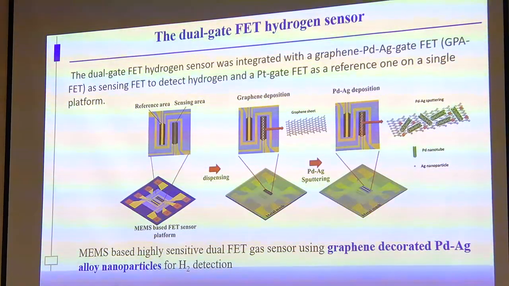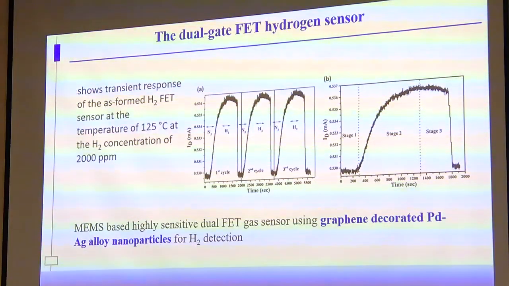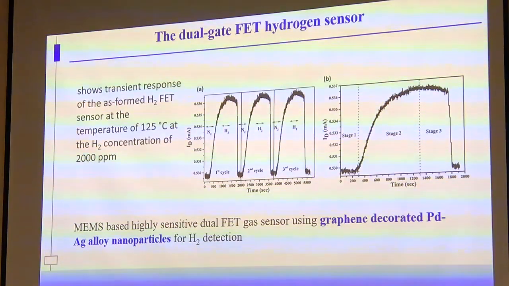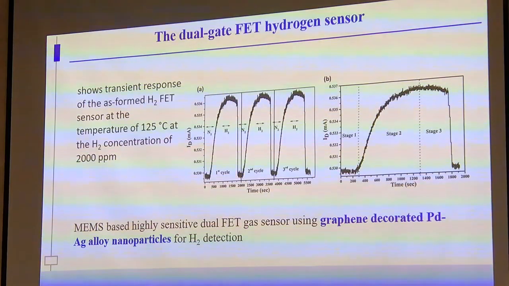And these are very, very sensitive for hydrogen detection. Here you can see clearly the ID in milliampere in the first cycle very quickly goes up, and when you put in the nitrogen, it goes down, and the same way. This is the signal you can see here: stage 1, stage 2, and stage 3. So injection of hydrogen, and then you put in the nitrogen. These experiments were collected with 2000 ppm concentration of hydrogen at 125 degrees Celsius.